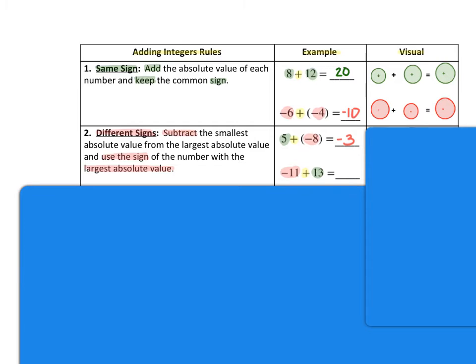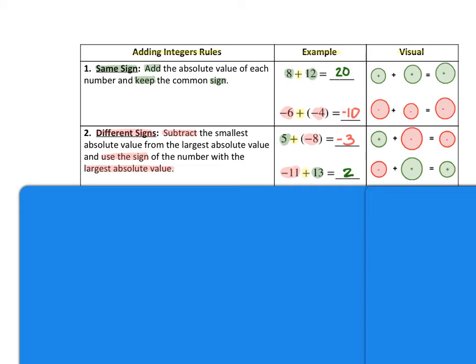And for our second example, we're taking -11 added to +13. So we have more positives than negatives, so we do 13 minus 11, you get 2. And we take the sign of the one that we had the most of, which is positive. So our answer to this one would be +2.